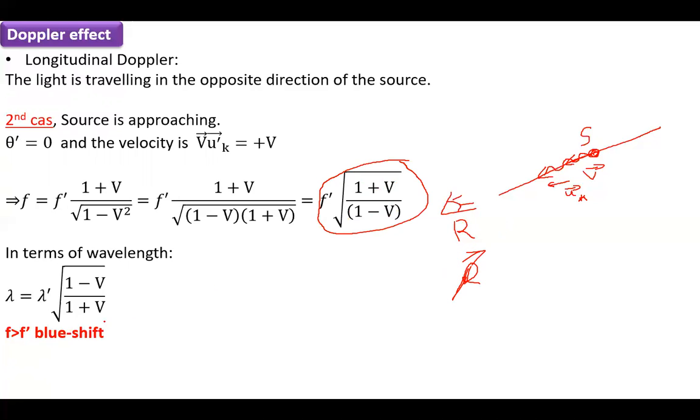It's what we call the blue shift. When the frequency is increasing, we call it the blue shift. This is the Doppler effect when your source is approaching. So if the source of light is approaching the observer, you will observe a blue shift, which is an increase of the frequency.